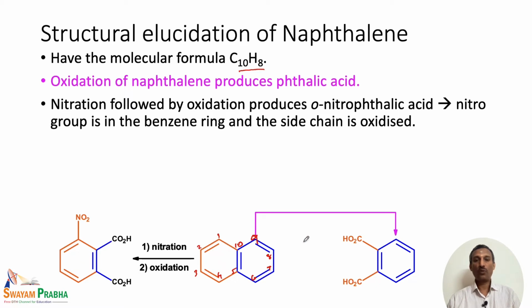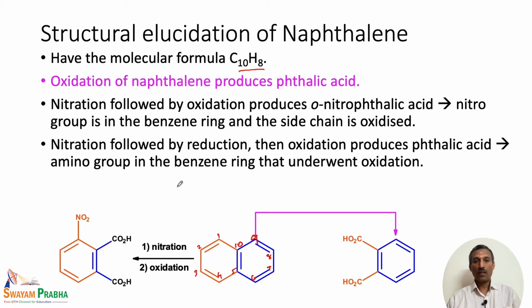When we look at these two reactions, in one case we get an unsubstituted phthalic acid. In another case, we have a substituted phthalic acid. So that clearly tells us that there is more than one ring present in this particular compound. And if we do an additional reaction, that means if we first carry out a nitration followed by reduction, that leads to an amino derivative, and this amino derivative on oxidation produces phthalic acid. It is not producing a substituted phthalic acid, but it is producing directly phthalic acid. So that means the amino group is present in one of the benzene rings which undergoes oxidation.